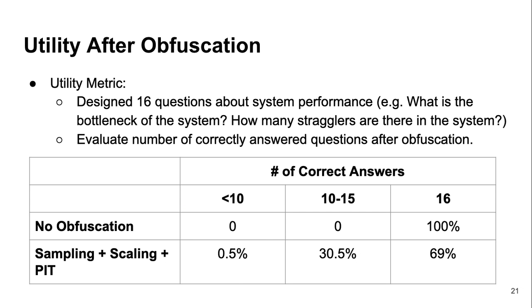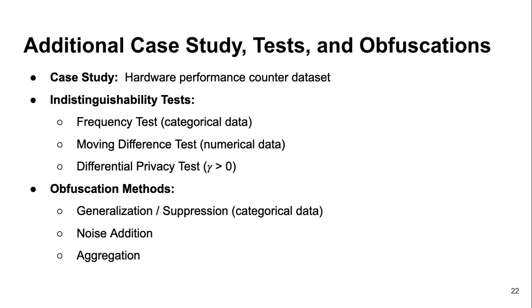Finally, we evaluate the utility of the log files after the obfuscations. We designed 16 questions about system performance, such as what is the bottleneck of the system? How many stragglers are there in the system? We evaluate the number of correctly answered questions after the obfuscation and use it to understand how much utility loss is incurred. After the obfuscation, for 69% of log files, we can still answer all the questions correctly. However, for around 30% of the log files, we made mistakes in a few questions because of the noise introduced during the obfuscation.